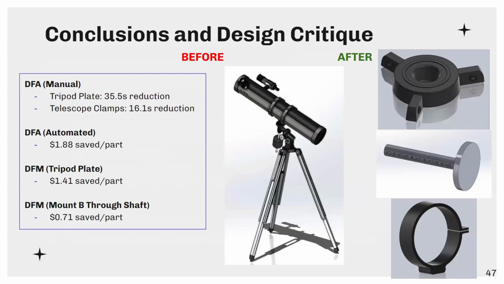To conclude, our redesigns of both manual and automated assembly parts show a significant decrease in cost per part and total assembly times, with $1 taken off multiple parts and a reduced overall assembly time of 51.6 seconds. We consider our redesigns a success that would make this product easier and cheaper to manufacture.